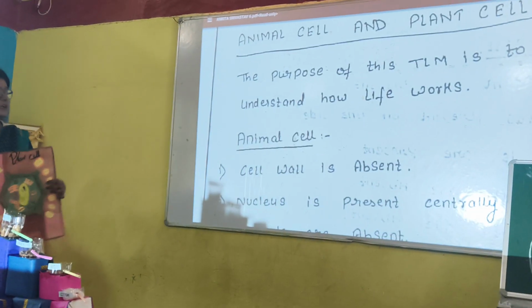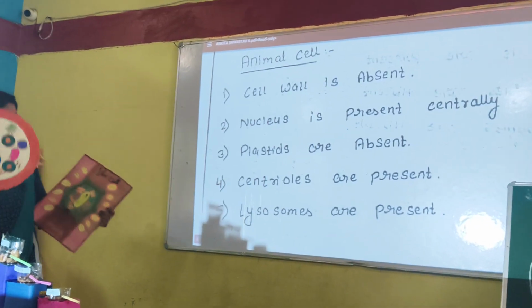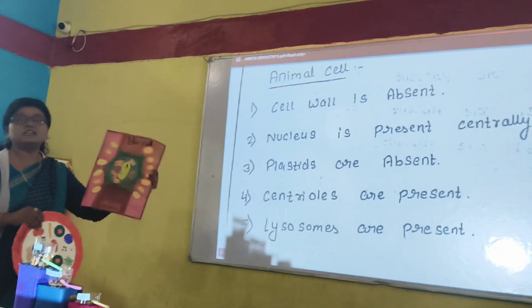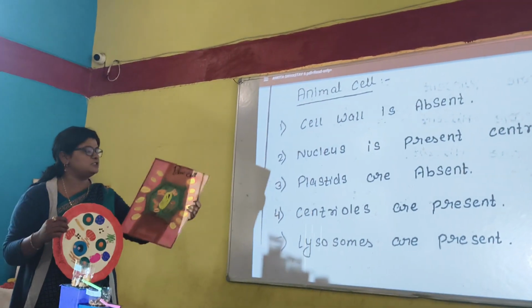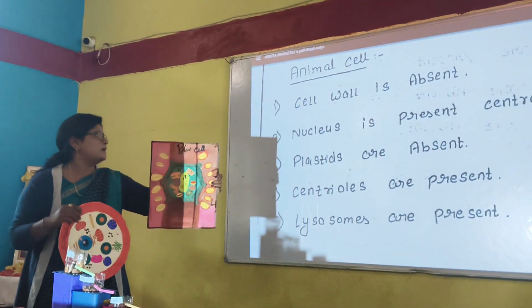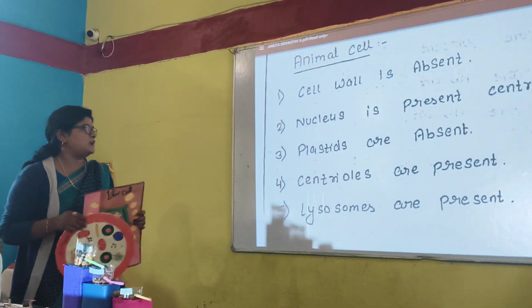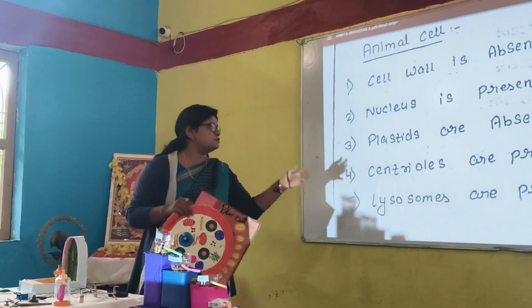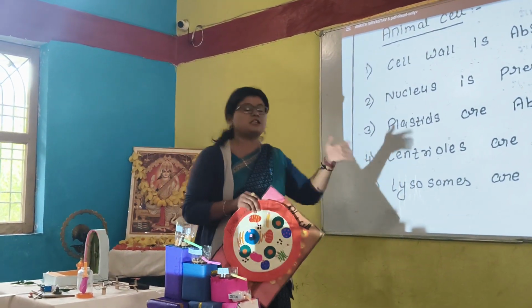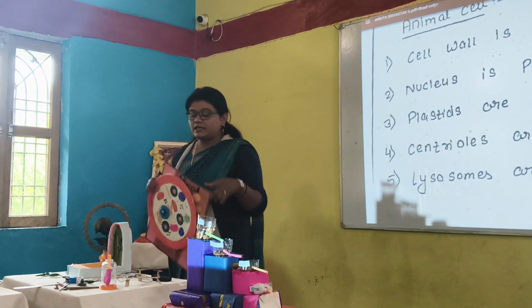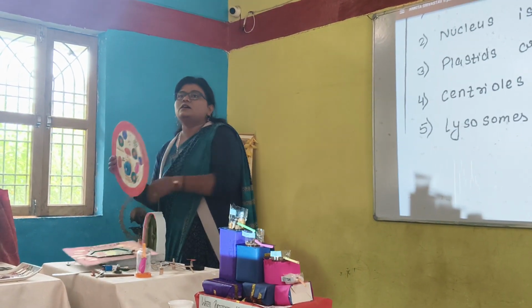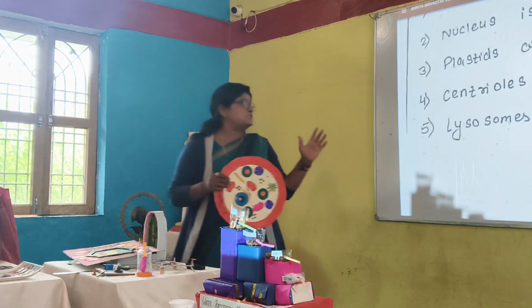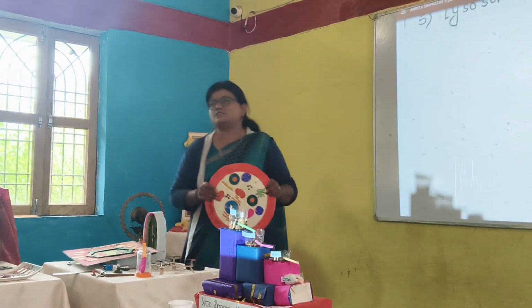Cell wall is absent in animal cell and cell wall is present in plant cell. Nucleus is present centrally in the animal cell, and in the plant cell it is not. Plastids are absent and centrioles are present in animal cells. Lysosomes are the suicide bags of the cell. Why? Because lysosomes excrete all the waste materials from the animal's body, and lysosomes are not present in plants because plants do not excrete anything.